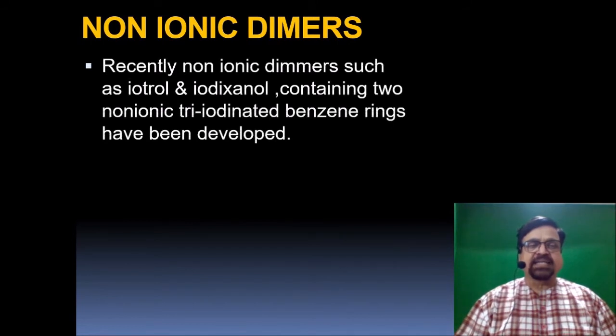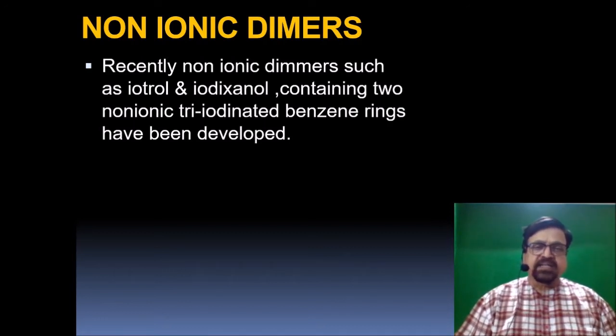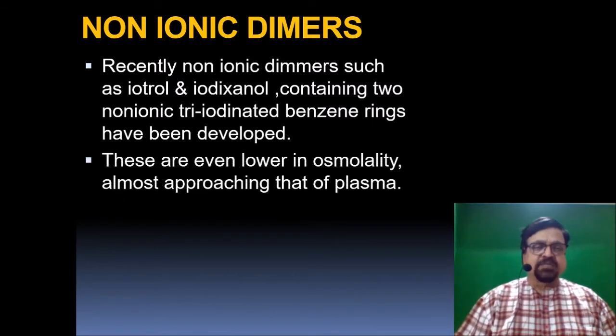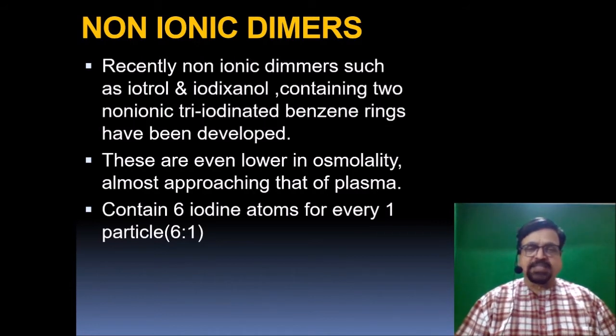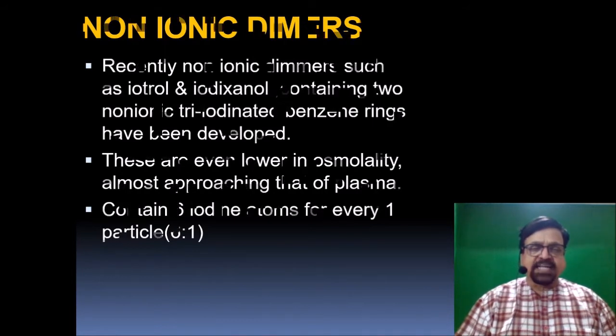Now, non-ionic dimers. Recently, non-ionic dimers such as iotrolan and iodixanol, containing 2 non-ionic tri-iodinated benzene rings, have been developed. These are even lower in osmolarity, approaching that of the plasma. So they have an osmolarity the same as that of the plasma. They contain 6 iodine atoms for each particle, that is, in the ratio of 6:1.